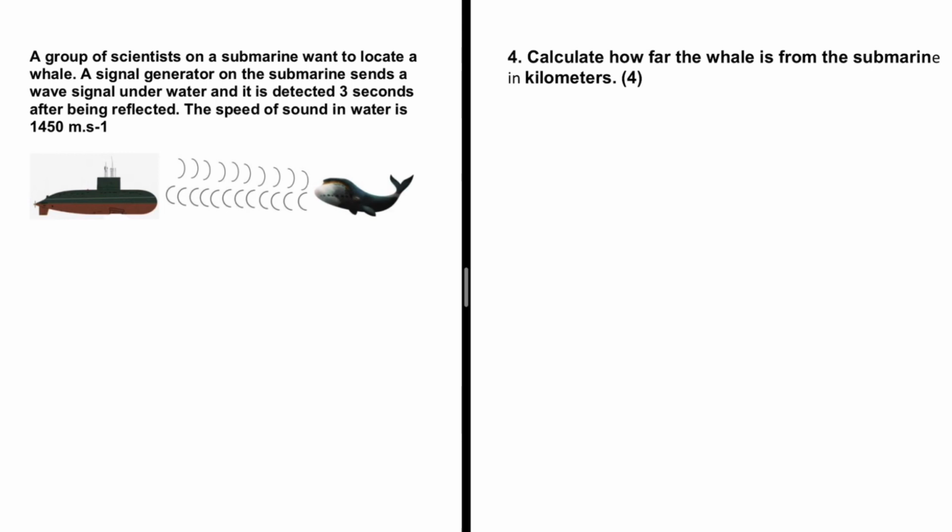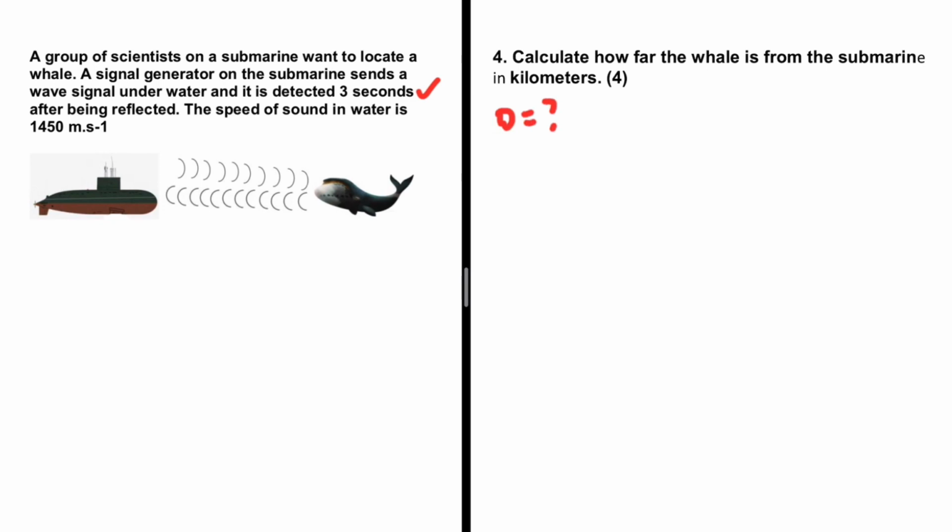The second part of the question, quite interesting. A group of scientists on a submarine want to locate a whale. A signal generator on the submarine sends a wave signal underwater, and it is detected 3 seconds after being reflected by the whale. Obviously, the speed of sound in water is 1,450 meters per second. The question says, let's calculate how far the whale is from the submarine in kilometers. How far? We are interested in the distance.